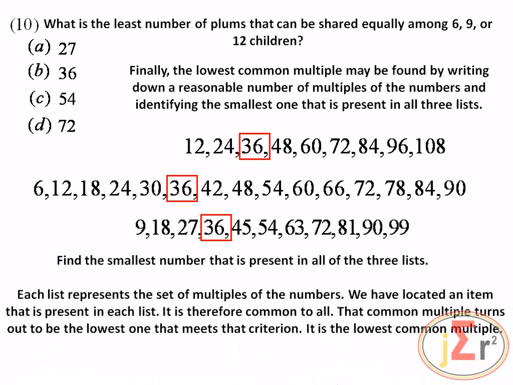Each list represents the set of multiples of the numbers. We have located an item that is present in each list. It is therefore common to all. That common multiple turns out to be the lowest one that meets the criterion. It is the lowest common multiple. So there we have highlighted the lowest common multiple. The LCM is therefore 36.